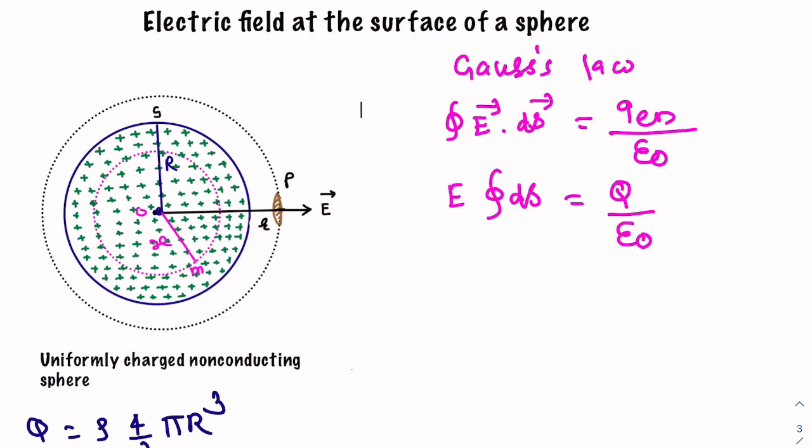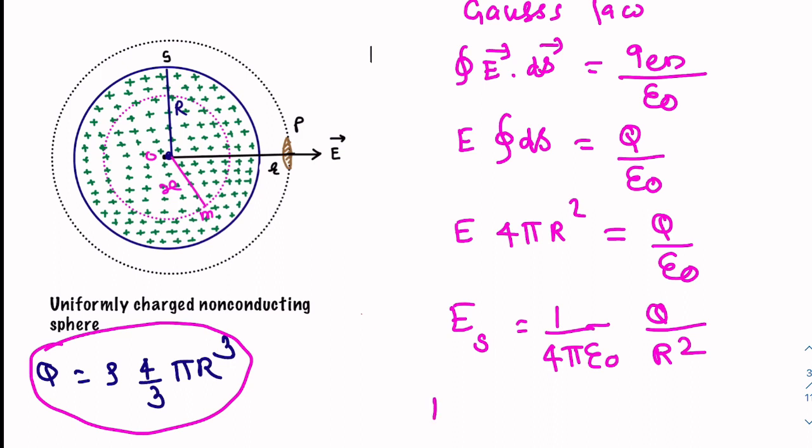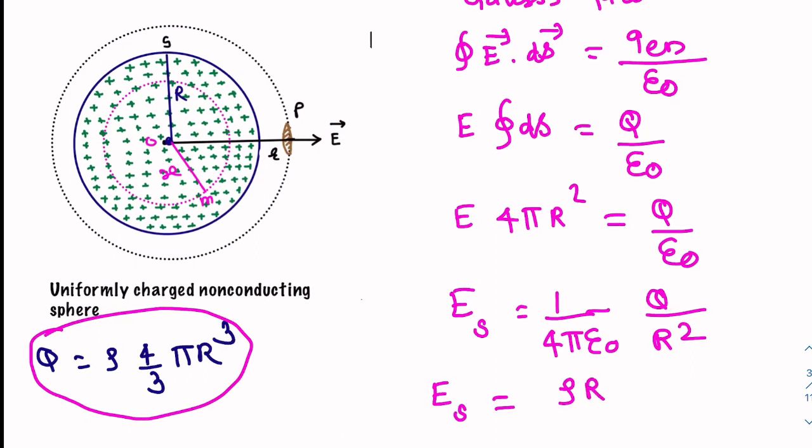Now integration of ds is the area of this solid sphere, which is 4 pi r square. Q enclosed is the total charge Q by epsilon naught. Therefore E on the surface is 1 by 4 pi epsilon naught Q by r square. If we put Q equal to rho 4 by 3 pi r cube, E on the surface equals rho r by 3 epsilon naught, and this is the maximum value of electric field on the surface.